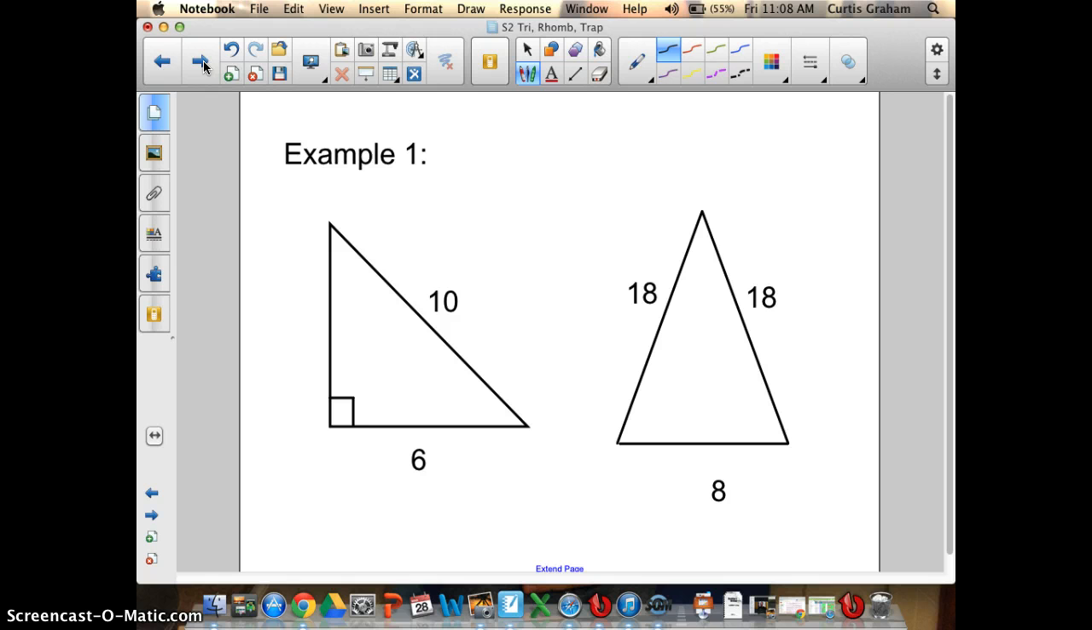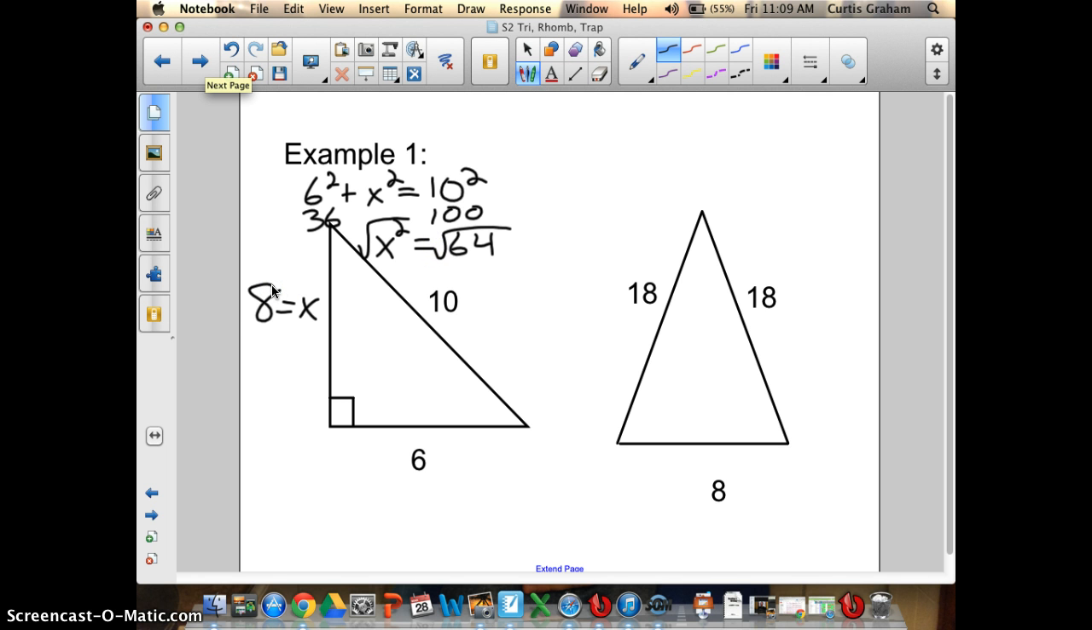So the first one I've got here is a triangle. 10, 6, I don't give you the height, so we're going to have to figure it out. 6 squared plus x squared equals 10 squared. I need to use the Pythagorean theorem to figure out what my height is. That's 36, that's 100. I'll subtract 36 from both sides, so I get x squared is equal to 64. Take the square root, that's 8. So the area of this triangle is going to be 1/2 times 6 times 8. 24.